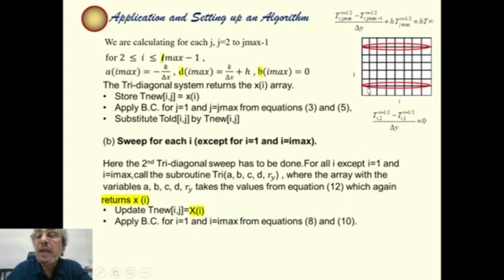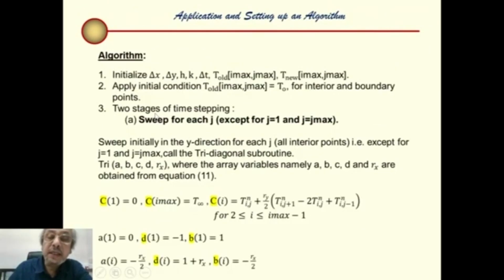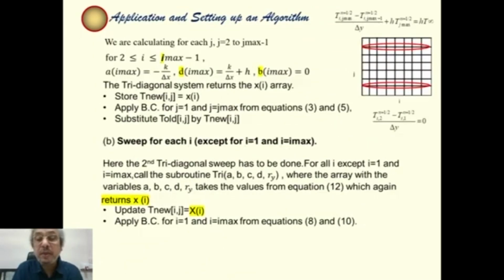So that is what is the next level. But this is just what we did in 3a, sweep for each j. We will form a tridiagonal matrix involving I equal to 1 to I equal to I max minus 1 points. Here also we'll repeat the same thing in the alternate direction.